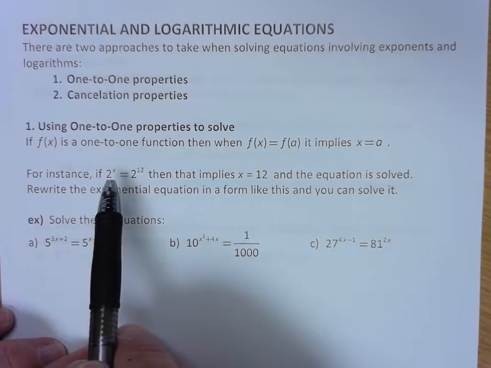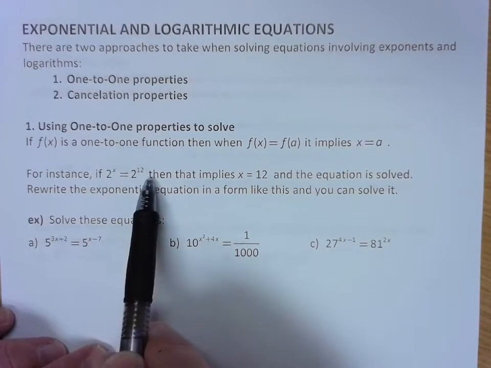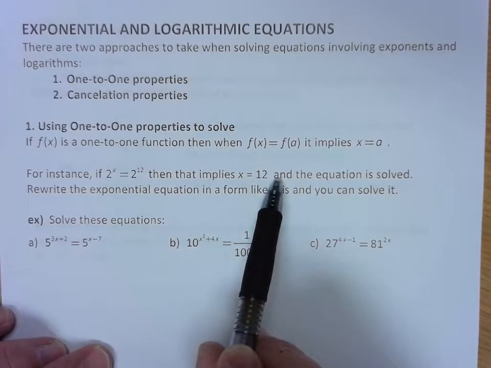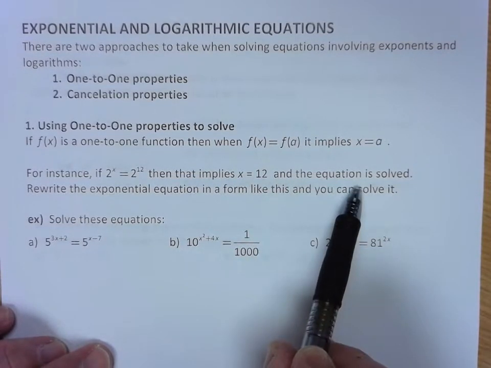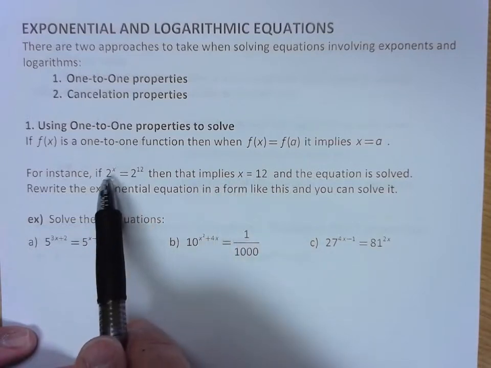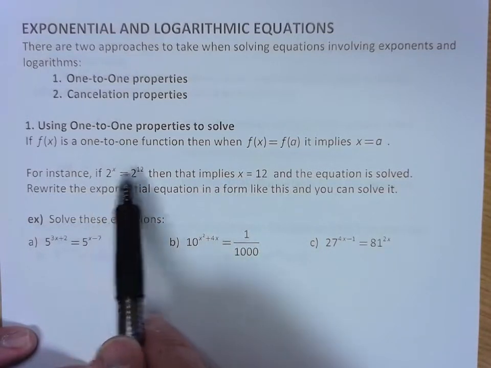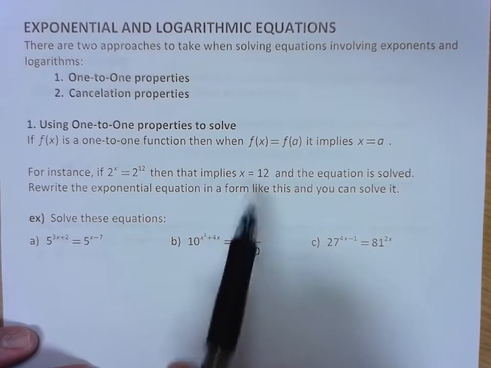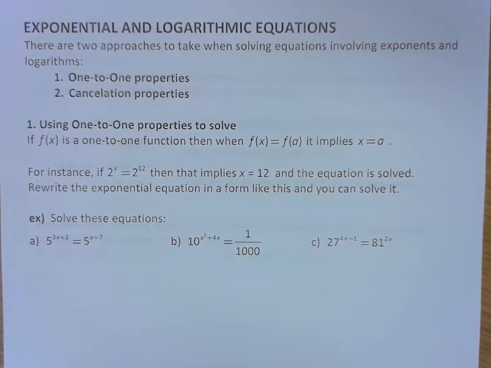So if you have an equation that says 2 to the x equals 2 to the 12th, then that implies directly that x has to equal 12. So the equation is solved. You're really solving it by this implication. Since the bases are the same and these two parts are equal, then the exponents have to be the same. So it's really an implication that you use to solve the equation.